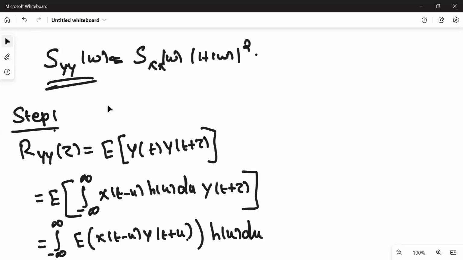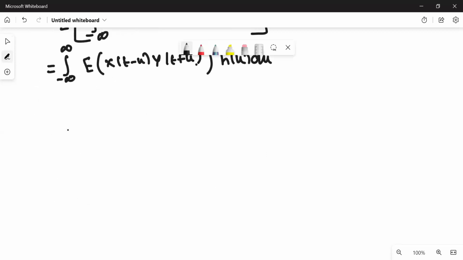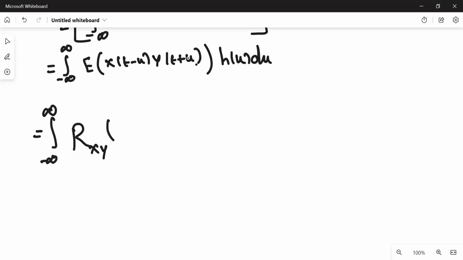Then how can you write this? Inside the expectation, we have a product of two functions, which means it is correlation. So, the integral from minus infinity to infinity of R. What are the functions? X, Y. And what is inside the bracket? t plus tau minus of t minus u. So plus t minus t will get cancelled, and it is tau minus of minus u, so R_xy of tau plus u, h of u du.